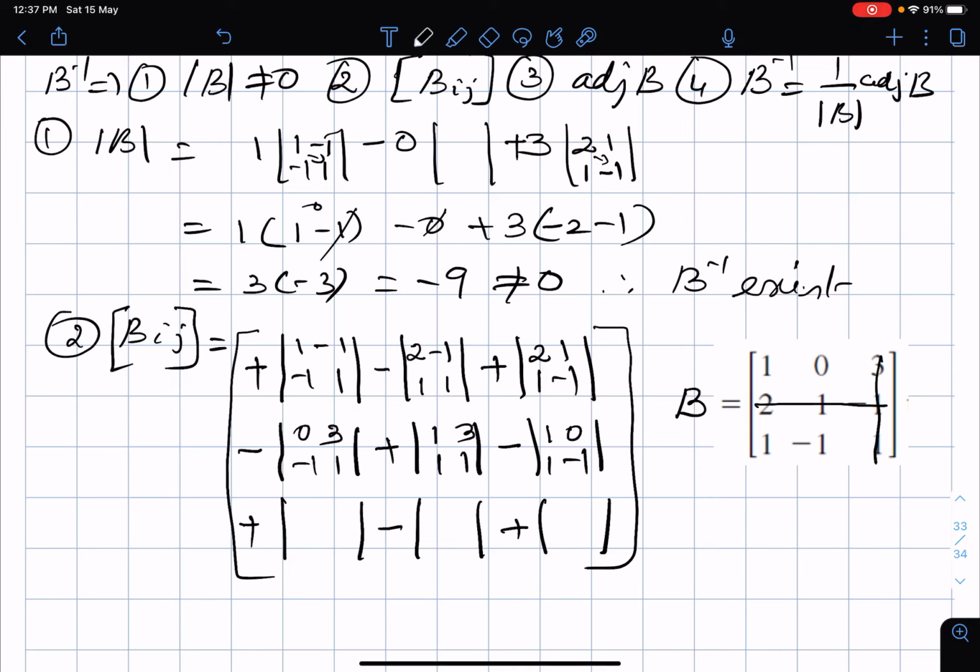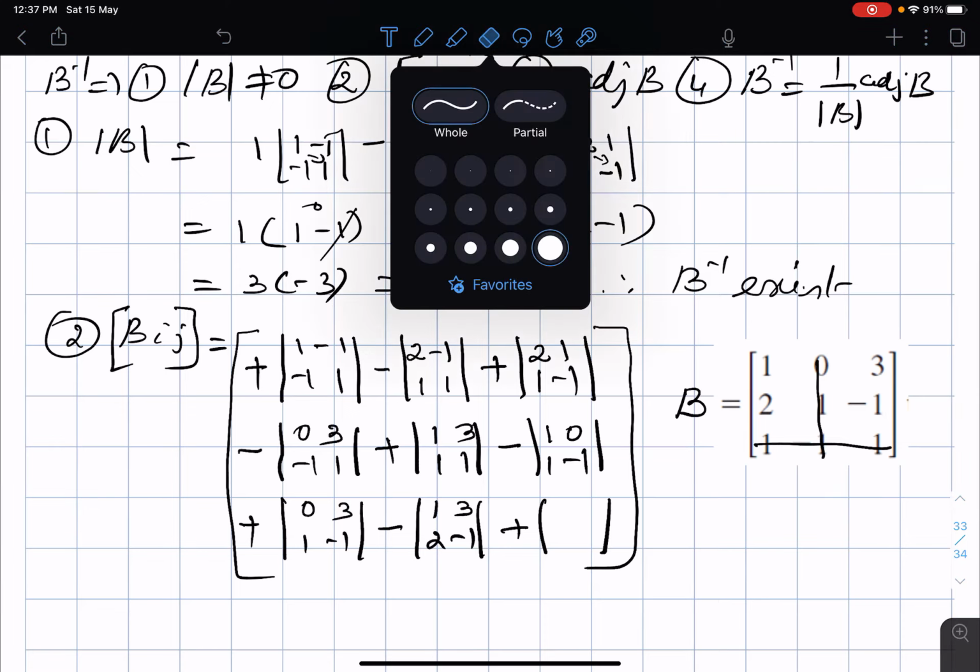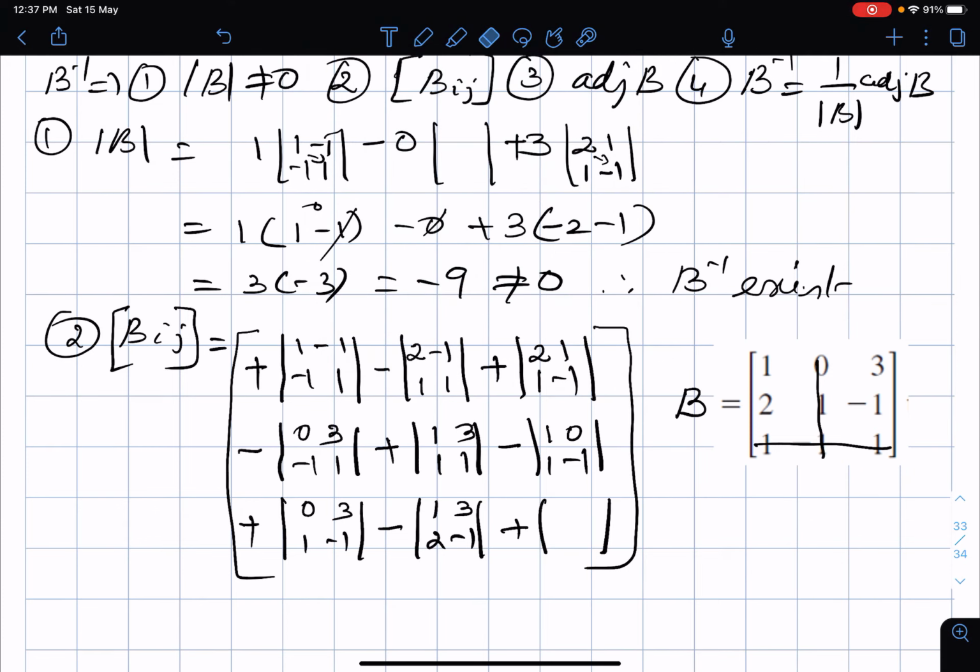Okay, now coming to our third row, so eliminating our third row, first element, your minor is going to be 0, 3, 1, minus 1. Similarly, going with your second element, so you have to eliminate your third row, second column, and you get the minor as 1, 3, 2, minus 1. Now the last element, so you are going to eliminate your last column and last row, and your minor is 1, 0, 2, 1.